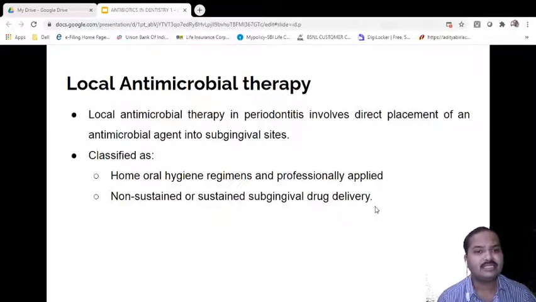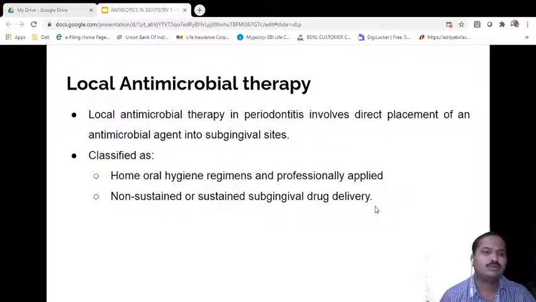Then local antimicrobial therapy. Systemic therapy is the common therapy given for an infection present in the body. But if we know that a periodontal tissue infection is present at that site only, the risk of adverse effects is more if we give it systemically. If we want to give it as a local therapy, we can give it into the sulcus itself and leave it there.